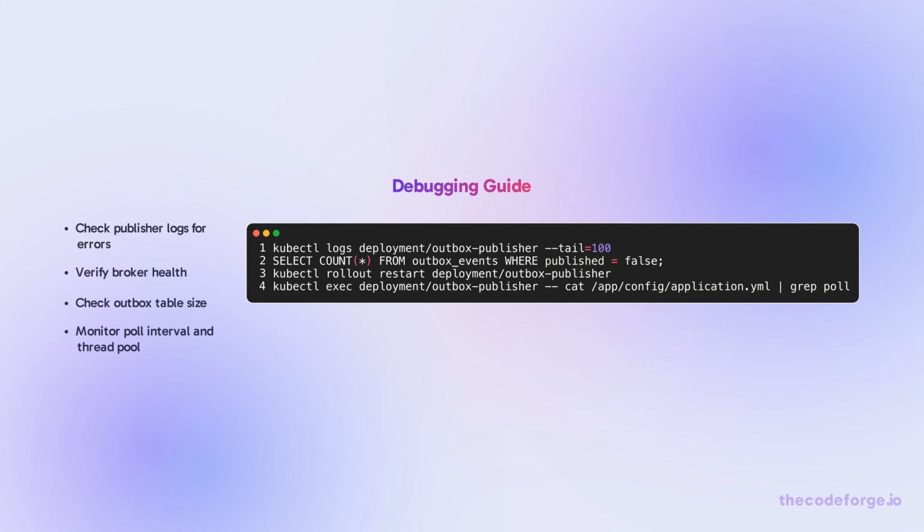Then verify the message broker is healthy. Check the outbox table for unpublished events. If the publisher is stuck, restart it. Also check the poll interval and thread pool configuration.